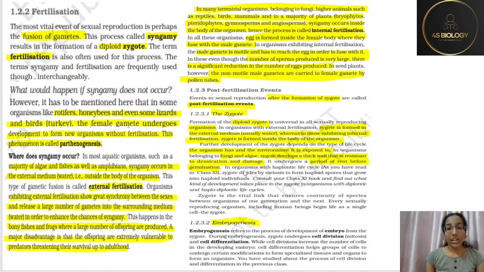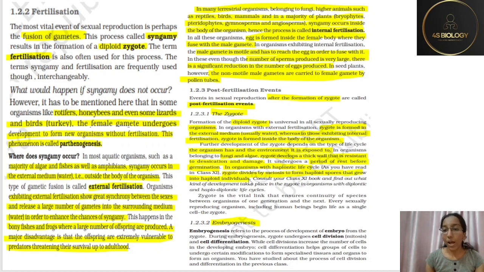Okay, in organisms with haplontic life cycle, the zygote divides by meiosis to form haploid spores. The zygote will be diploid, so it divides by meiosis, that is, reductional division, to produce haploid spores that grow into haploid individuals.